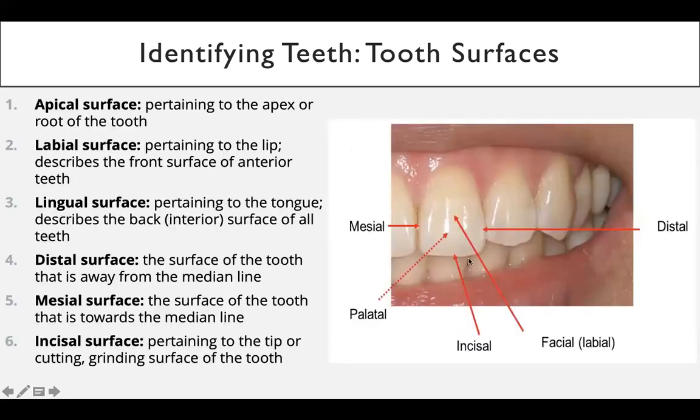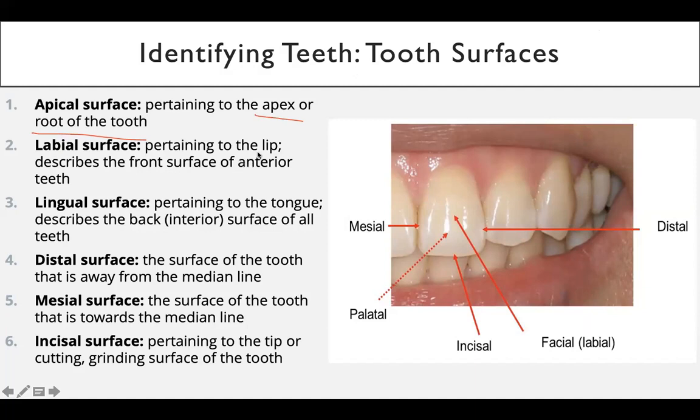And then there is apical and incisal. Apical is towards the apex or root of the tooth. And then incisal was the cutting surface. In the case of molars or premolars, the grinding area will be known as occlusal. But where there is cutting and tearing, it is incisal. The apical surface pertains to the apex or root of the tooth.